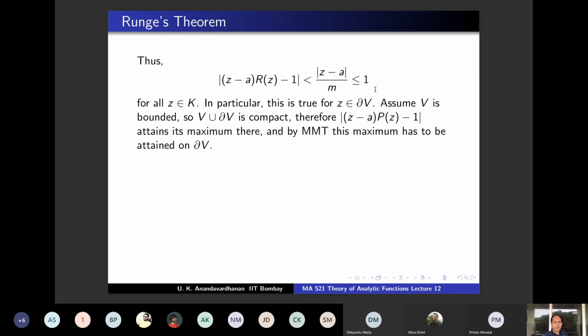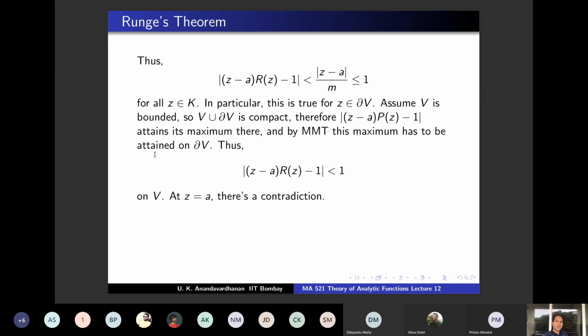That is the conclusion from MMT with EVT, that the maximum of this function on V union boundary of V is strictly less than 1. But then there's a contradiction. The contradiction is that at z equal to a, this is 0, because R(z) has no pole at a, so this is 0. Therefore, this is minus 1. Modulus of that is 1. 1 is strictly less than 1, and that's a contradiction.